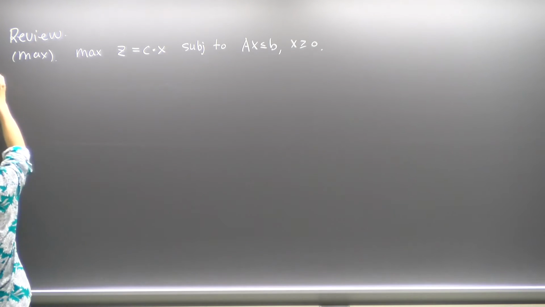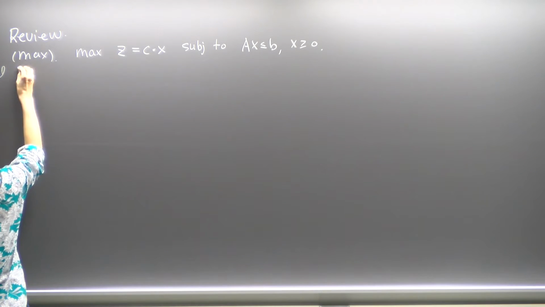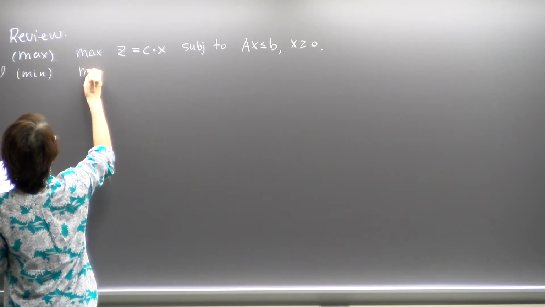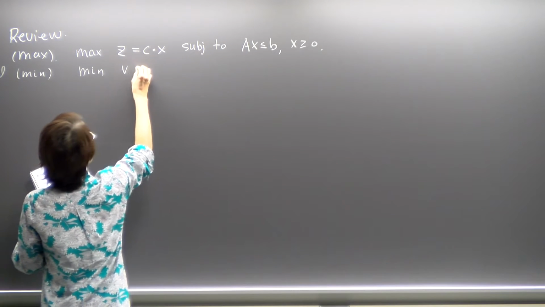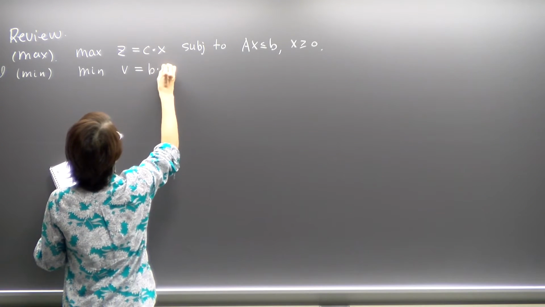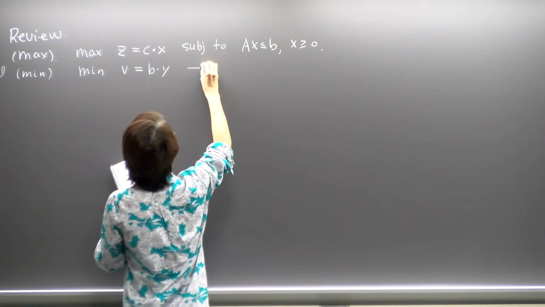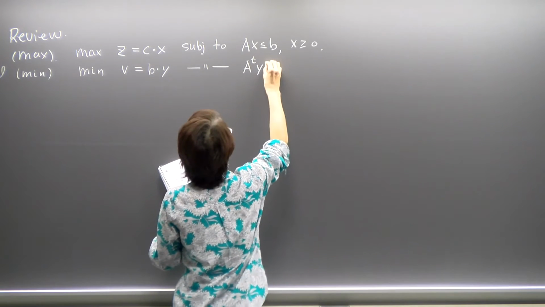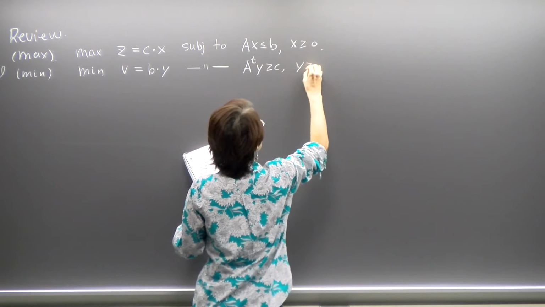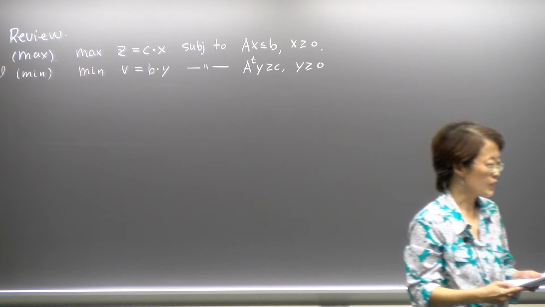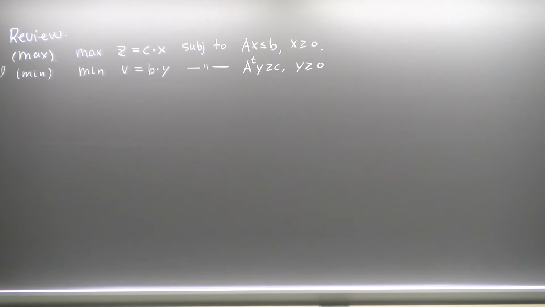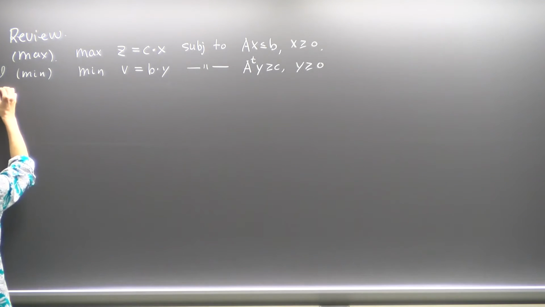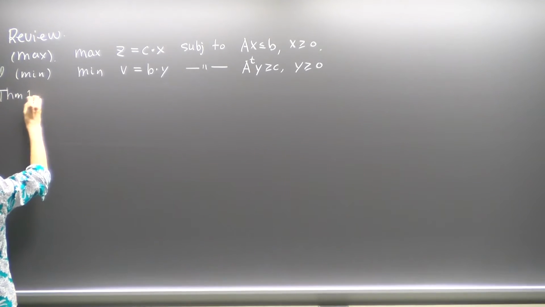So that's the original problem, and then you form the dual, which is a minimization problem. So let's just set this up. Min equals b dot y subject to so the original problem, and it's okay, that's stated in the standard theorem. So let's state these results.